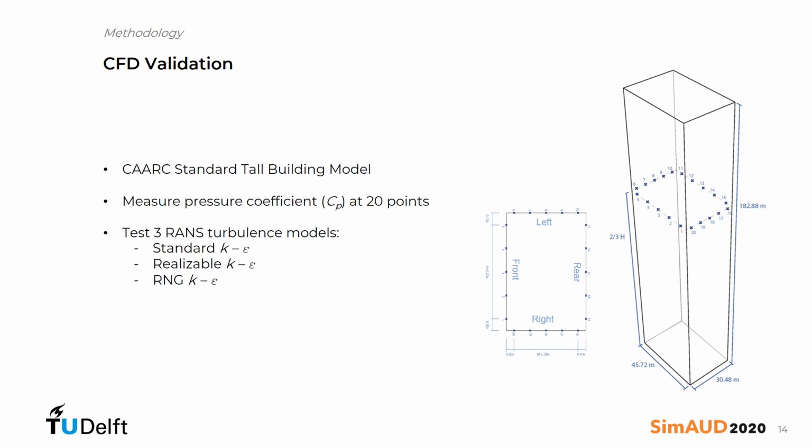So to begin with the CFD validation, the aim of this was really to test the method's accuracy compared to physical wind tunnel tests. Thus, the CAARC standard tall building model was used, for which there is already a lot of existing wind tunnel results in research. The pressure coefficient was measured at different points along the building, and three RANS turbulence models were tested, that being standard, realizable, and RNG k-epsilon.